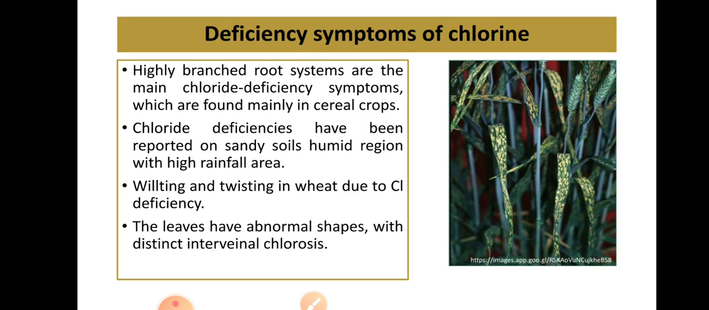Deficiency symptom of chlorine. Highly branched root system are main chloride deficiency symptom. Chloride deficiency have been reported on sandy soil, humid region with high rainfall area. Wilting and twisting in wheat due to chlorine deficiency take place. The leaves have abnormal shape with distinct interveinal chlorosis.